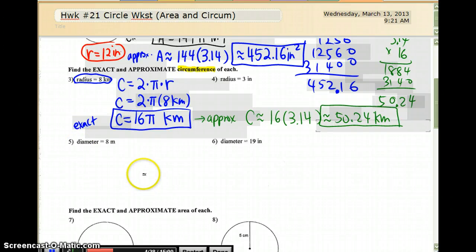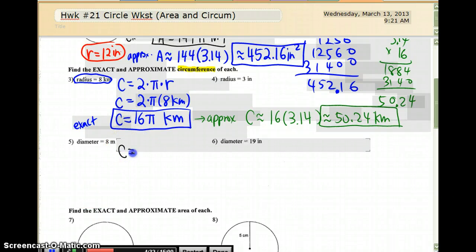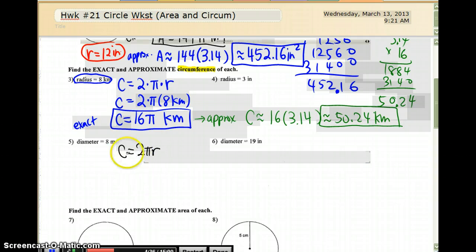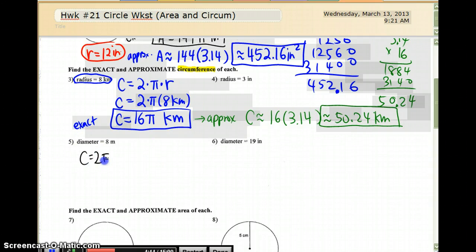Number 5, again, I'm still looking for circumference, so I'm going to use the same formula. Circumference equals 2 pi r. Now there is another formula that I could use, which is circumference equals pi times diameter. Actually, let me rewrite that over here. 2 pi r, or circumference equals pi times diameter.